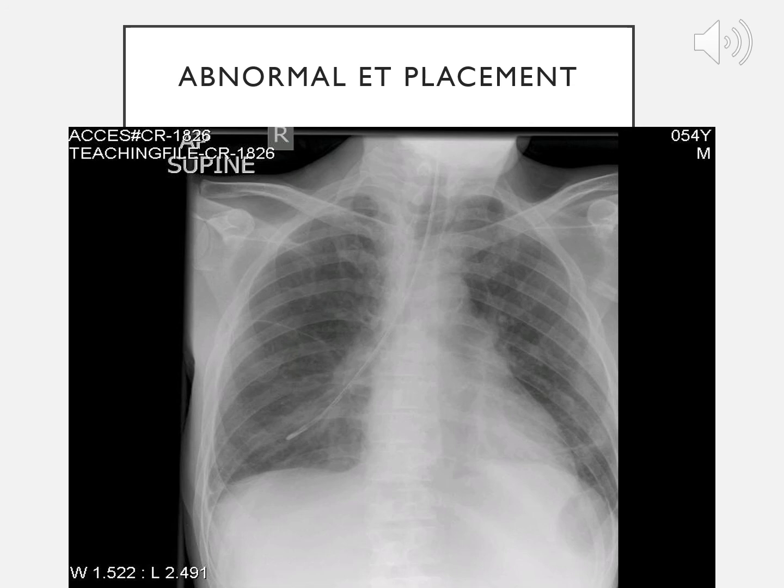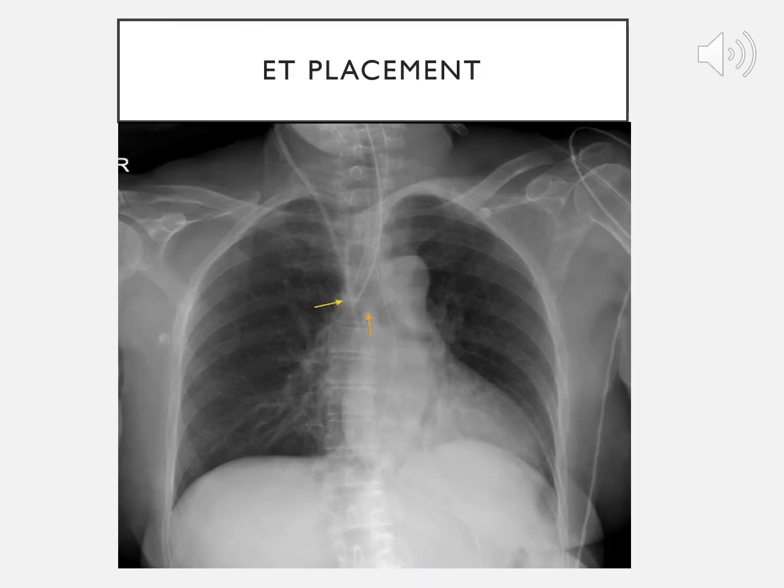But look at this X-ray. You can identify the carina on here. Go up 2.5 to 4 centimeters above that, and the tip is not there. It's way down in the right lung. More ET tube placement and central line placement.